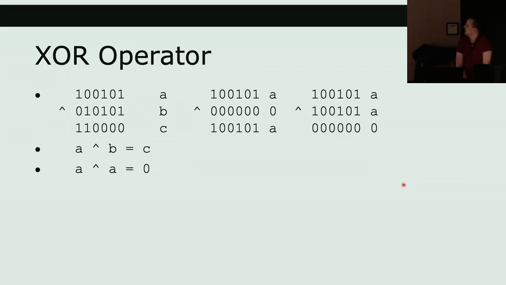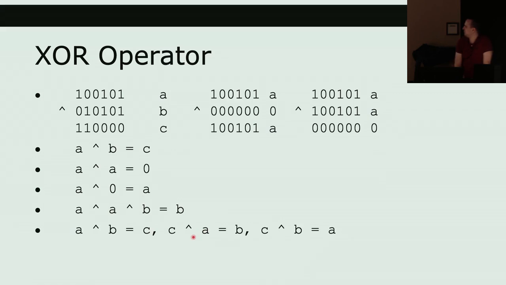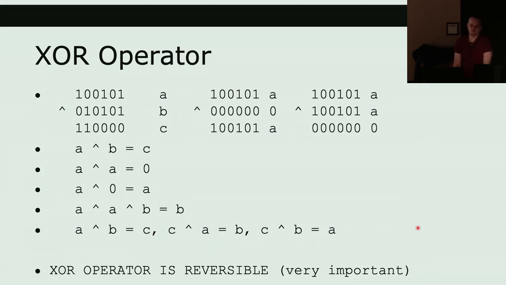A XOR B XOR A is just B, because A XOR A is 0. And this is transitive. If it was A XOR B XOR A, if there's an even number of A's, I can just remove them all, right? And there are more properties down here. Again, it's transitive, so A XOR B equals C means that C XOR A is B and C XOR B is A. And it's reversible as well, which is very important.